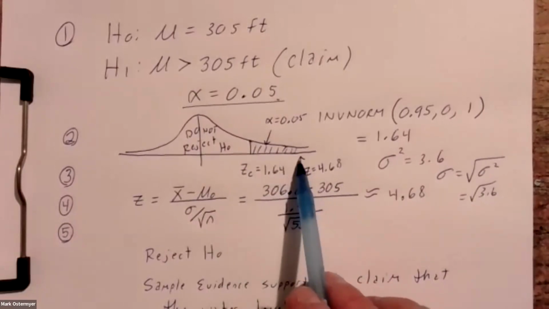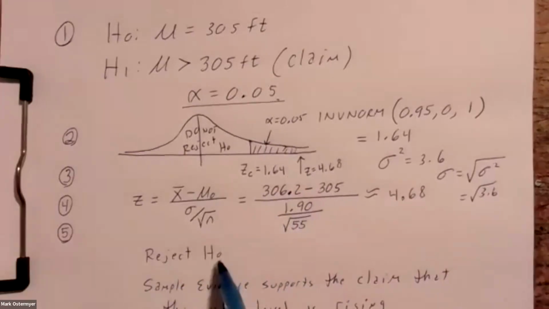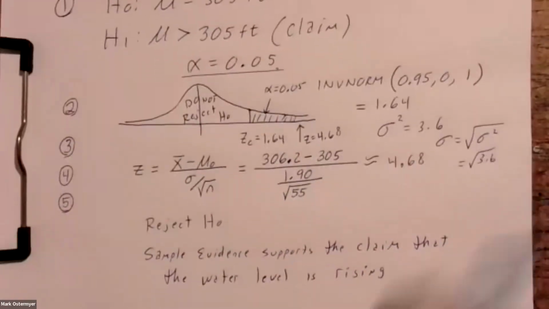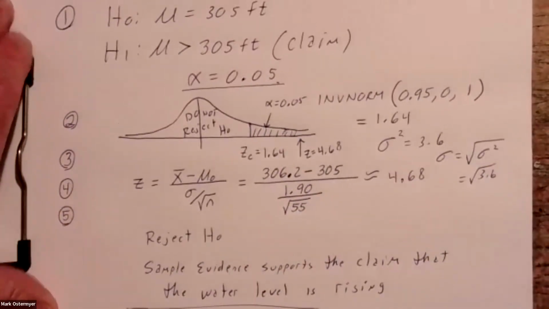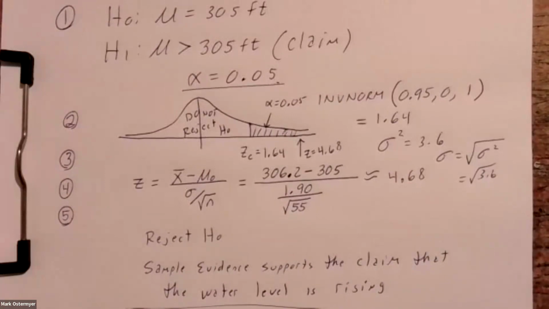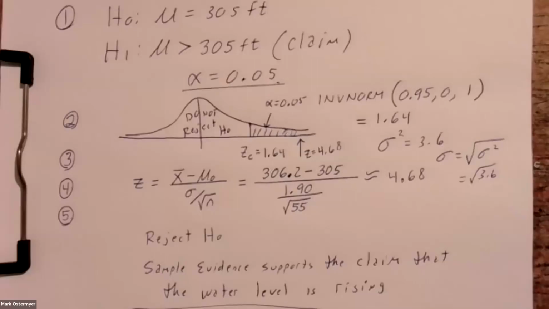it falls very safely in the upper tail rejection region. So this looks like a rather conclusive test to suggest that we will reject the null hypothesis. And therefore, ladies and gentlemen, in plain English, we would say that sample evidence supports the claim that the water level is indeed rising. Did anybody do that test and get those results there? Yep. All right. So that's doing the test manually, correct?